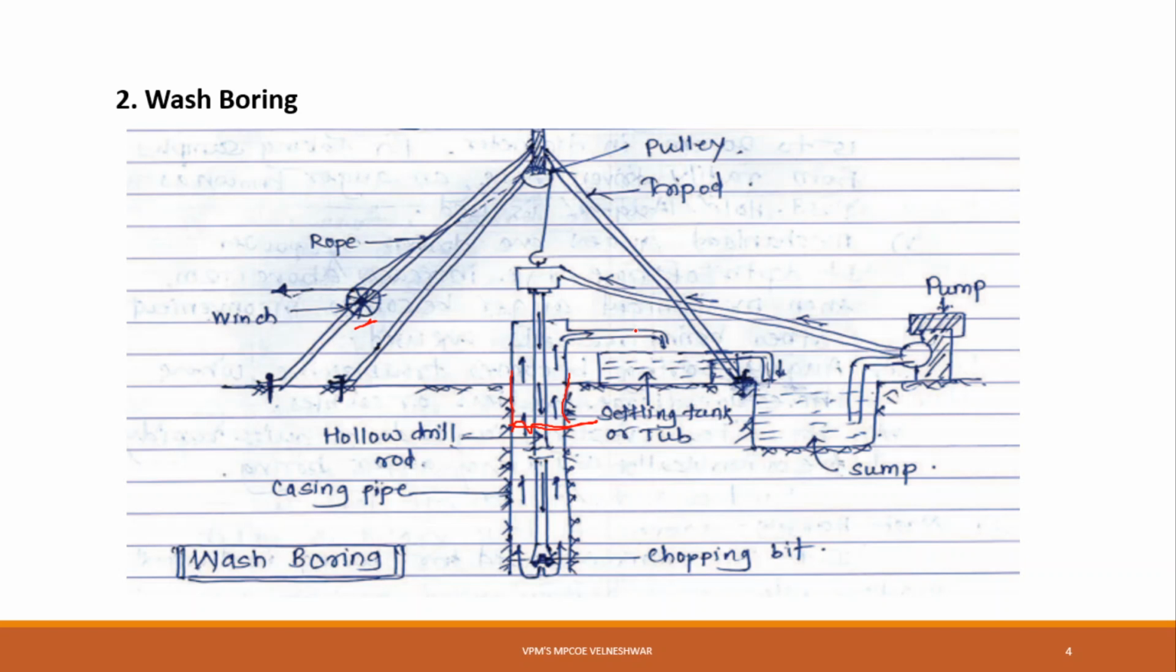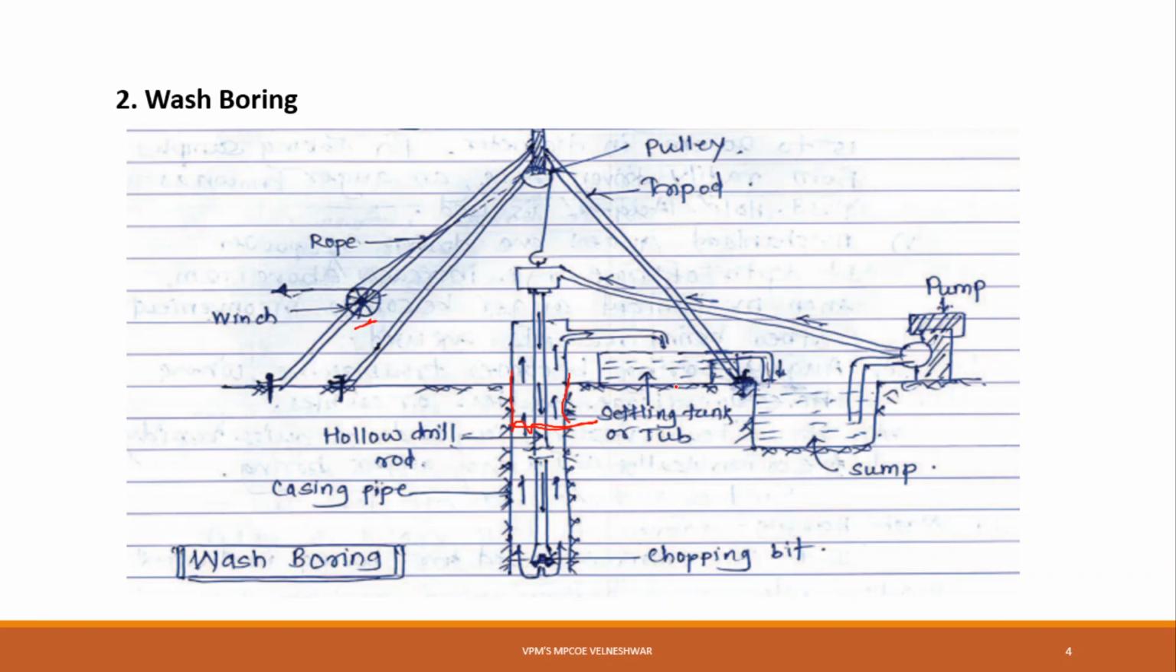Now the loosened soil in suspension with the water is discharged into the tub. This is called a tub or settling tank. The loosened soil with the water is discharged in this tub. The soil in suspension settles down in the tub. The suspended particles in that slurry will settle down.